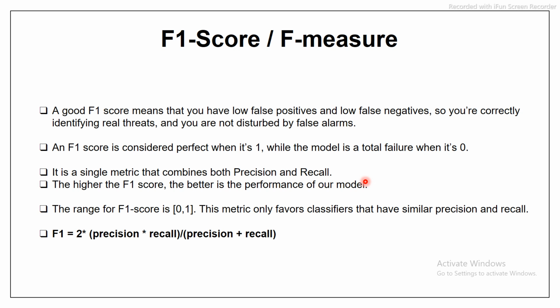This metric only favors classifiers that have similar precision and recall. So F1 score is typically twice of precision times recall divided by precision plus recall. It is the single F1 metric that captures both the precision and recall values. The value of this F1 score will lie between 0 and 1. It is not going to go beyond 1.